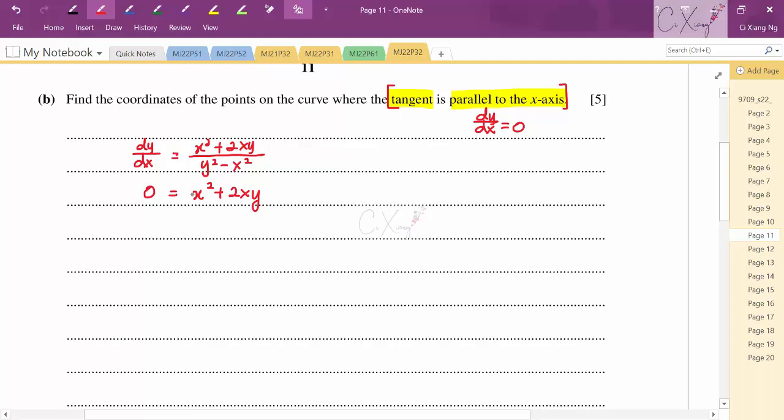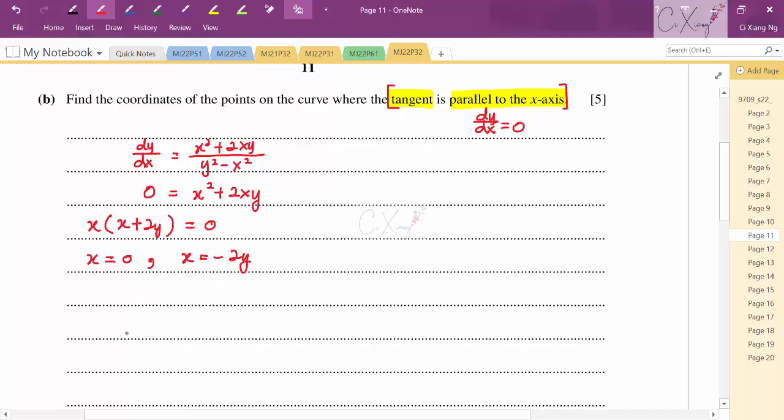Then before I solve for it, I can factorize out the x, and I get x times (x plus 2y) equals 0. I have 2 solutions here, where x can be equal to 0, and also x can be equal to negative 2y. Please take note that these are two different points. So you have to find two different coordinates for these two values.